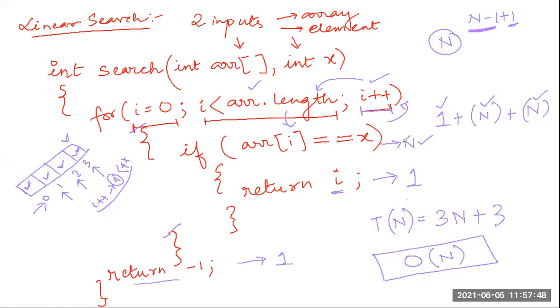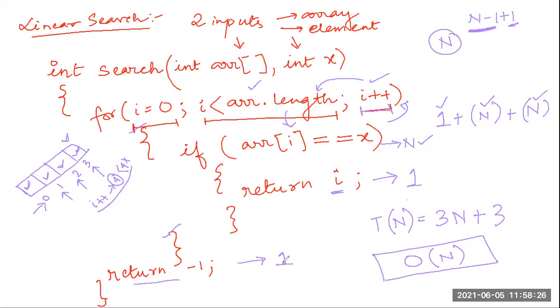Suppose I run my algorithm, go on checking and matching for all the elements, and I do not find it. So my element is not present in my array, and I will return -1. If in my entire array I do not get the element, at that moment I will execute this statement. So this statement may be executed at most one time, in the worst case where the element I am searching for is not present in the array. So this also will be executed one time.